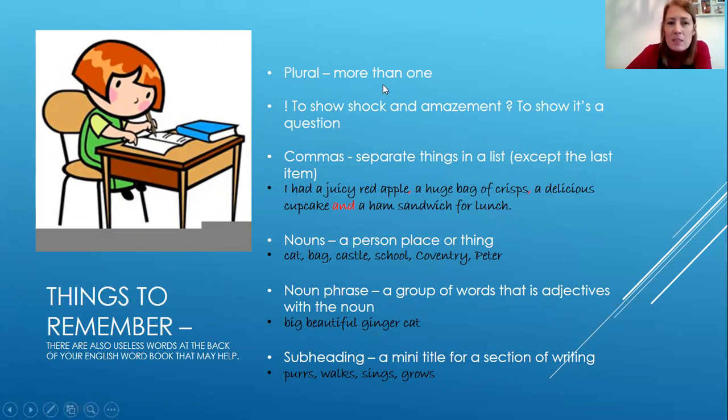Remember, a plural is more than one. Exclamation marks can show shock and amazement. Question marks show us it's a question, all at the end of our sentences. Commas separate things in lists. A noun is a person, place or thing, and a noun phrase is a group of words that have adjectives with the noun. A subheading is a mini title for a section of writing.